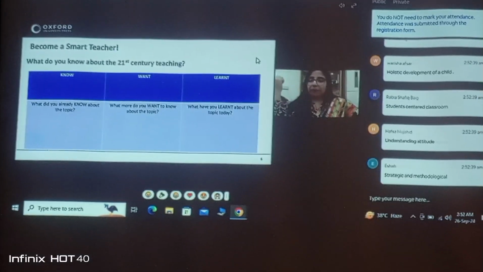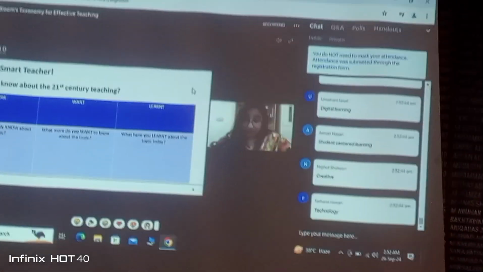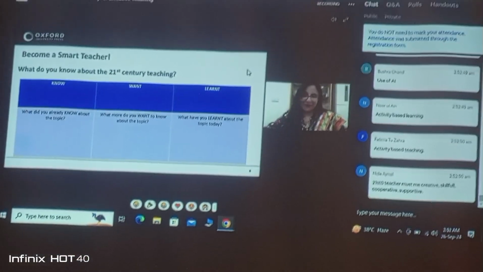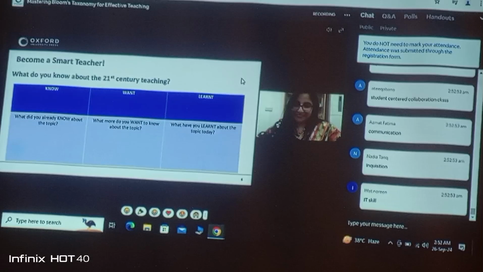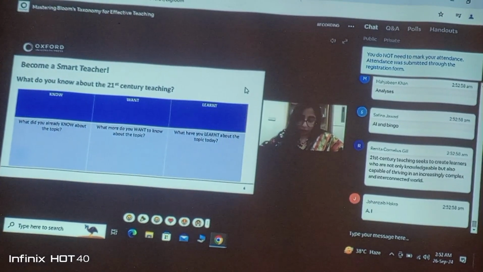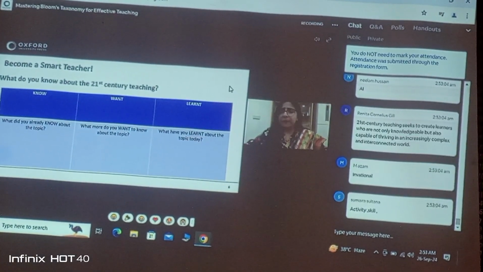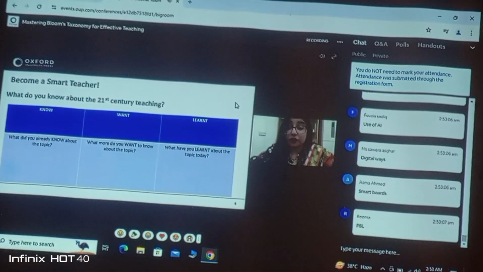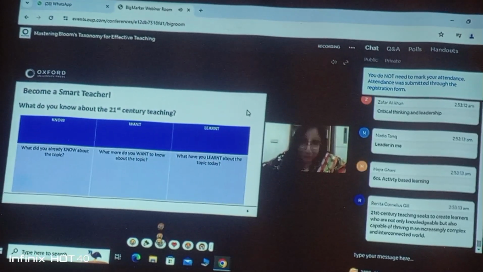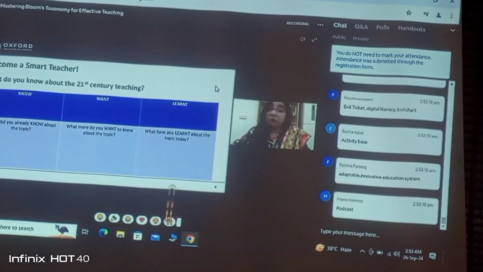So Neelam says, okay, ICT, yes, absolutely. And digital, yes. Creative, media literacy, collaboration, use of AI, Zabardast. Bingo! 6 C's, excellent. Then we have creativity, social media, student-centered classroom, activity-based learning, pedagogical skills, artificial intelligence, communication, leadership. Whoa! Bingo! So you people are smart teachers. I see that.